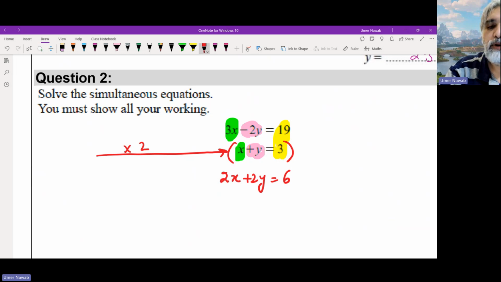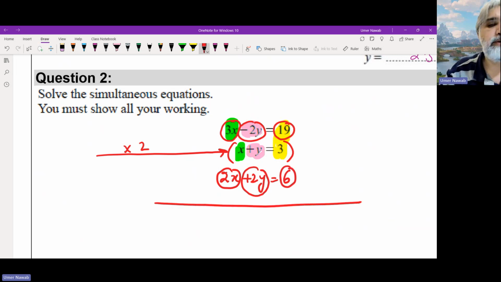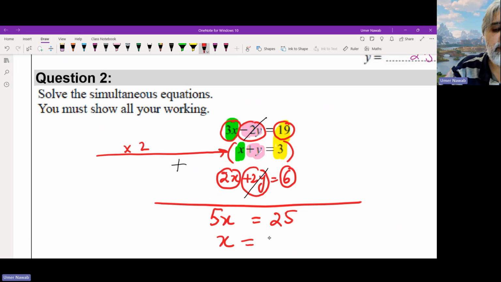Now you can look, you have 3x, you have 2x, you have minus 2y, you have plus 2y, you have 19, you have 6. Now it's easy to add them up. So boys, when you add them, minus 2y will be cancelled with 2y. I'm just doing addition. Now 3x plus 2x gives you 5x, and 19 plus 6 gives you 25. And x will be equal to 25 divided by 5, which is 5. So half the job is done. I found the value of x.